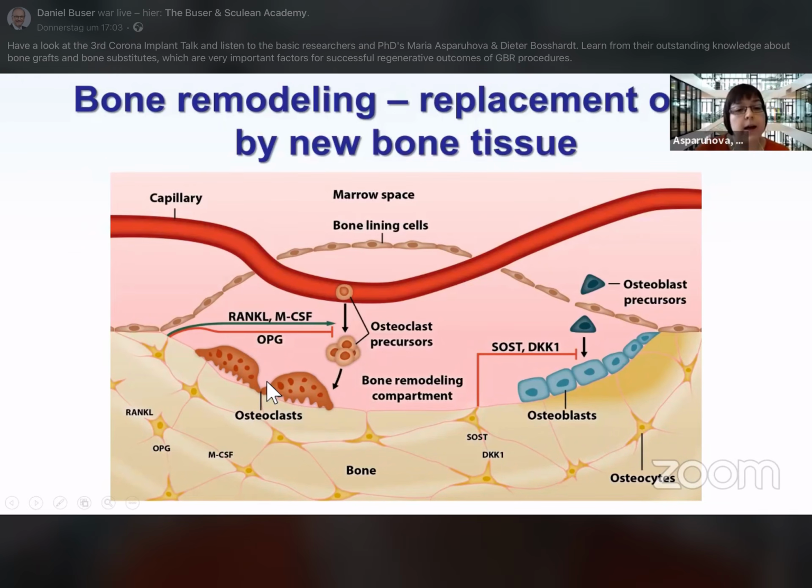osteoclasts under the influence of pro- and anti-osteoclastogenic signals derived from osteocytes. These are the RANK ligand, macrophage colony-stimulating factor, and osteoprotegerin. Thus, osteocytes signal to osteoclasts to start bone remodeling via resorption.